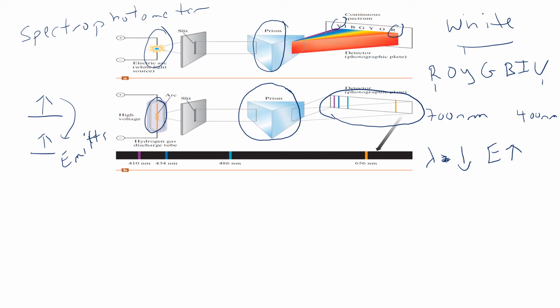For hydrogen, I have lines at 410, 424, 466, and 656. A couple of things with this. The hydrogen, the bottom one, is called a line spectrum because I have lines coming out, so there are gaps in the visible region. This one is continuous because all the colors are in there, so there are no gaps in the visible region. Hydrogen has gaps, and so it's considered a line spectrum.